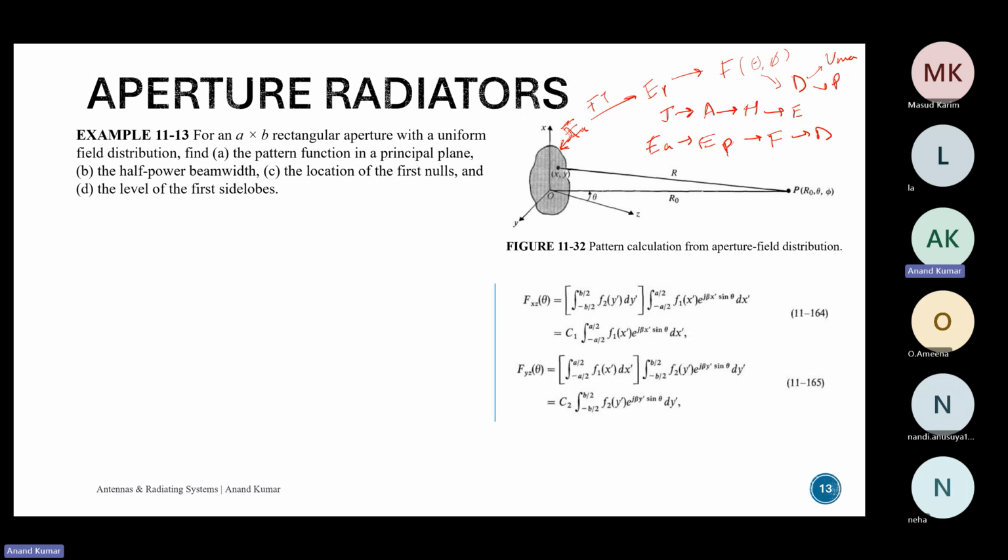Now, once we have the pattern function and the directivity with us, we have all the information that we tried to obtain for the other antennas, dipole antennas and antenna arrays, that we had discussed earlier. So let's solve an example on aperture radiators, and then we'll conclude this class. In this question, it says for an a cross b rectangular aperture with a uniform field distribution, which implies we can use these expressions over here, we have to find the pattern function in the principal plane, the half power beamwidth, the location of the first nulls, and the level of the first side lobes.